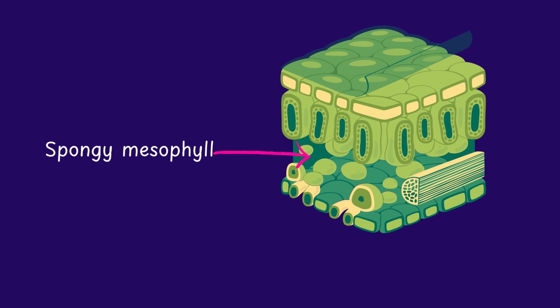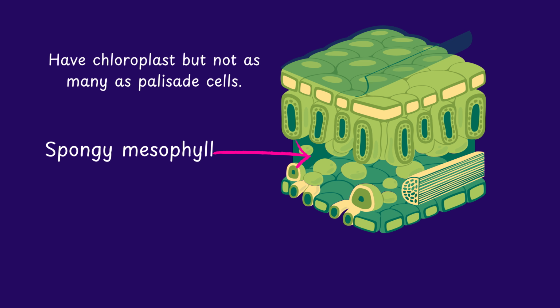Let us now talk about the spongy mesophyll layer. The spongy mesophyll layer is made up of cells that have irregular shape. They are loosely packed. They have chloroplast, but not as many as the palisade cells. Because the cells are arranged loosely, it allows for quite a bit of air spaces for gas exchange.